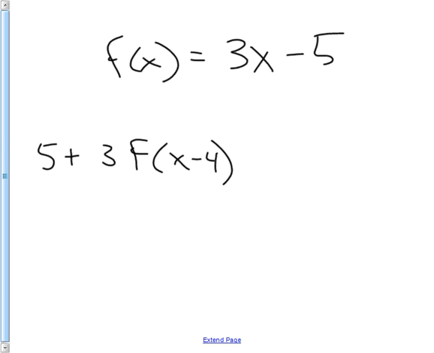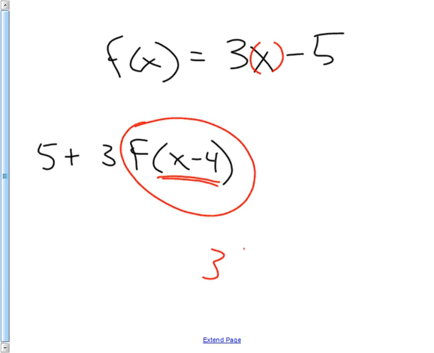Okay, so this is how you start. First, you got to figure out that before you do anything else. So that tells me drop this into my empty spot right there. So I'm going to start by saying 3 times the empty spot minus 5. And then what do I drop in? X minus 4. Then, whatever that comes out to be, I'm going to times all of it by 3. And then I'm going to add 5 at the very end.